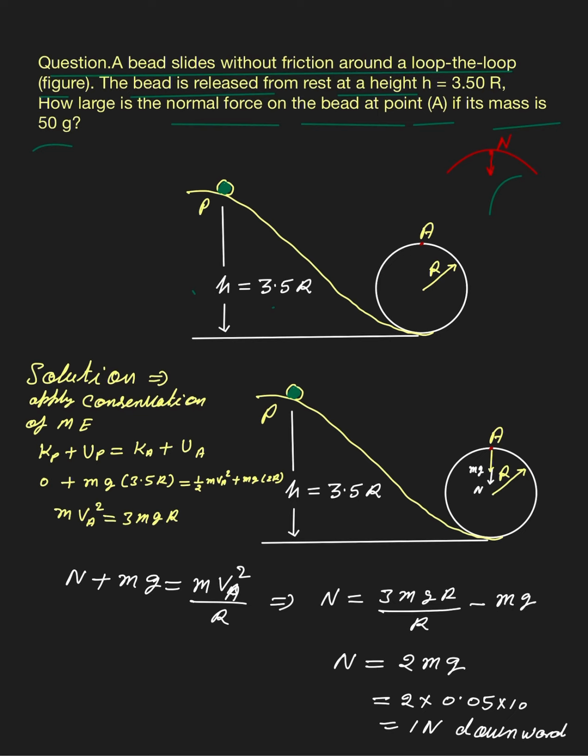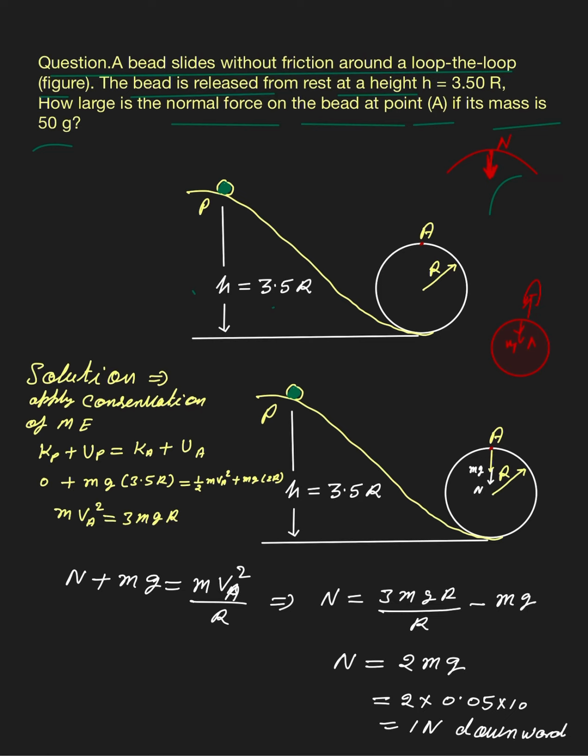Is it clear? The normal force is always perpendicular to the surface and directed into the center. So look here at that point. So the normal force is downward and mg is downward at that point A. So how can it be determined? We have to focus on it one by one.